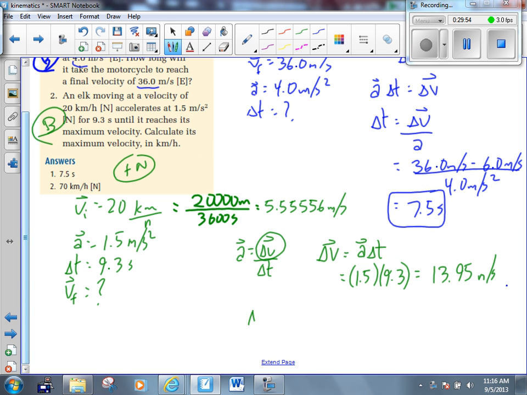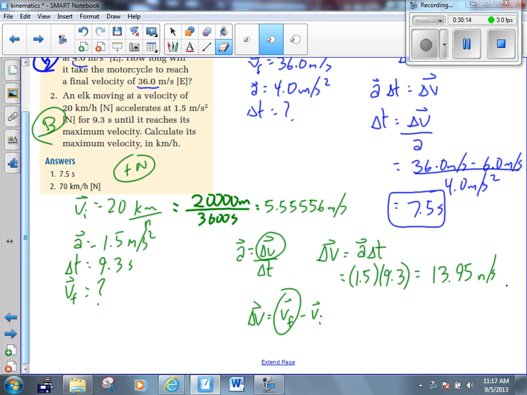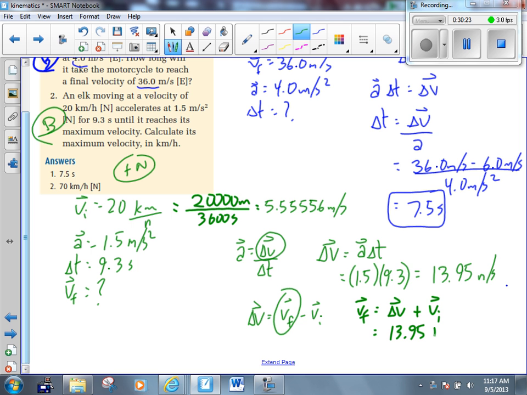We know that delta V is equal to VF minus VI. Want to solve for VF. How do you get rid of the VI? Yep. Add it to the other side. VF is equal to delta V plus VI. Delta V is 13.95. VI is 5.5556. What do we end up getting there? 19 point.